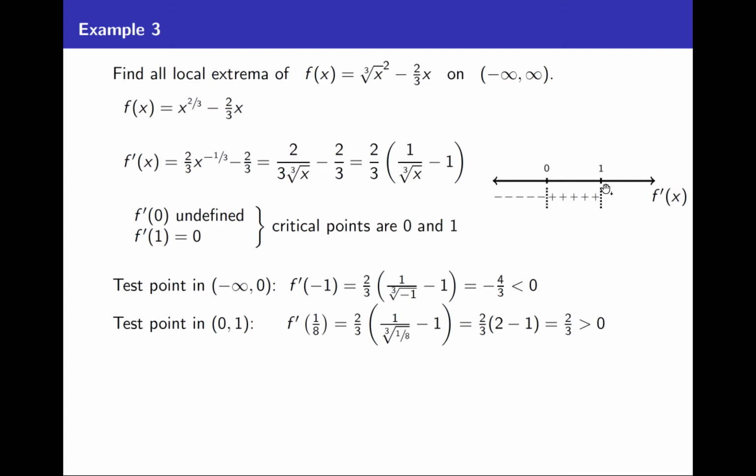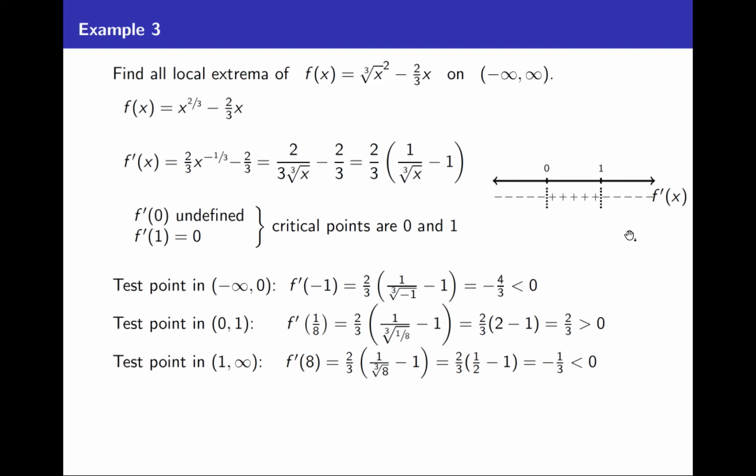Now, let's take one more test point in this last interval here for x greater than 1. That's the interval from 1 to infinity. You want to pick a value that's easy to take the cube root of in here. How about 8? The cube root of 8 is equal to 2, after all. So for our test point in the interval from 1 to infinity, it's 8. F prime of 8 is 2/3, 1 over the cube root of 8, minus 1. And the cube root of 8 is 2. So that gives us 2/3, 1/2 minus 1. And that's negative 1/3. That's negative. And that's going to put negatives right here for your derivative.